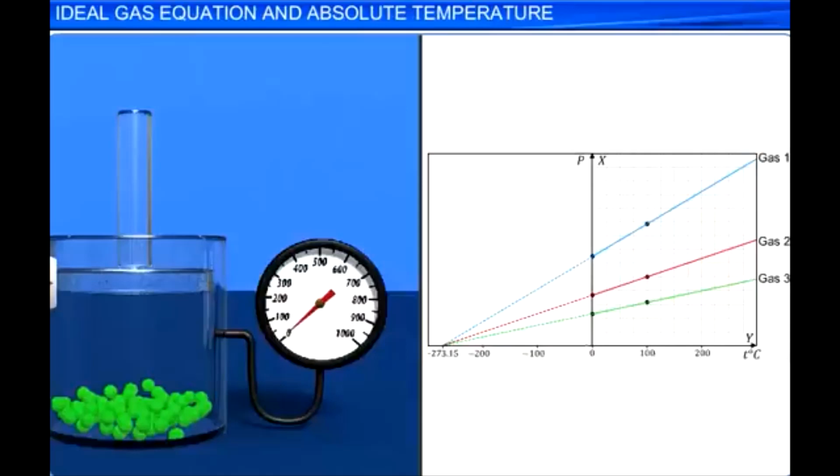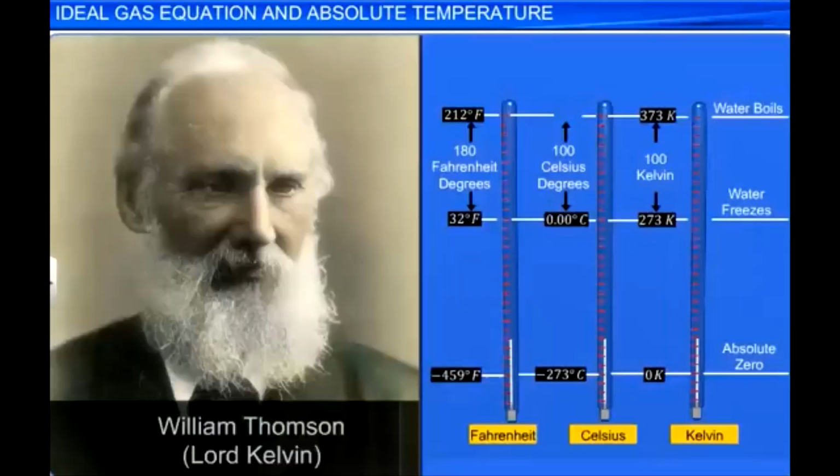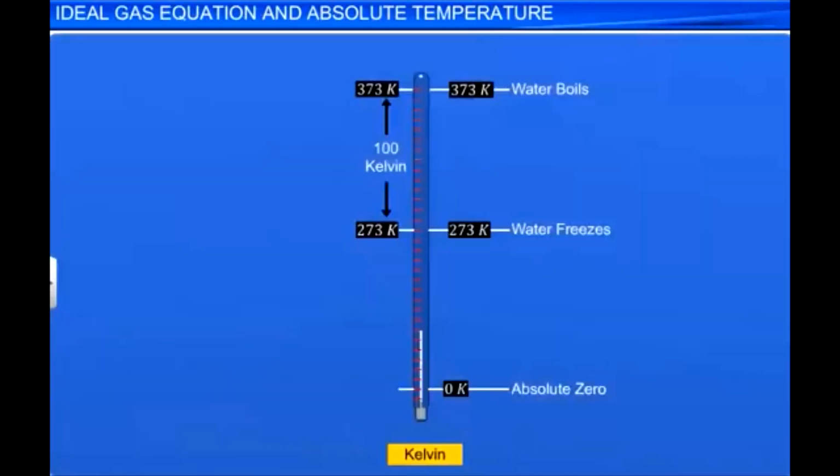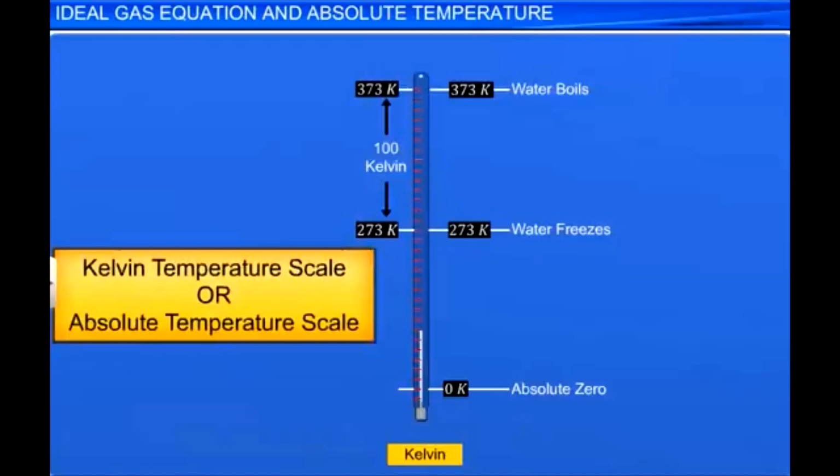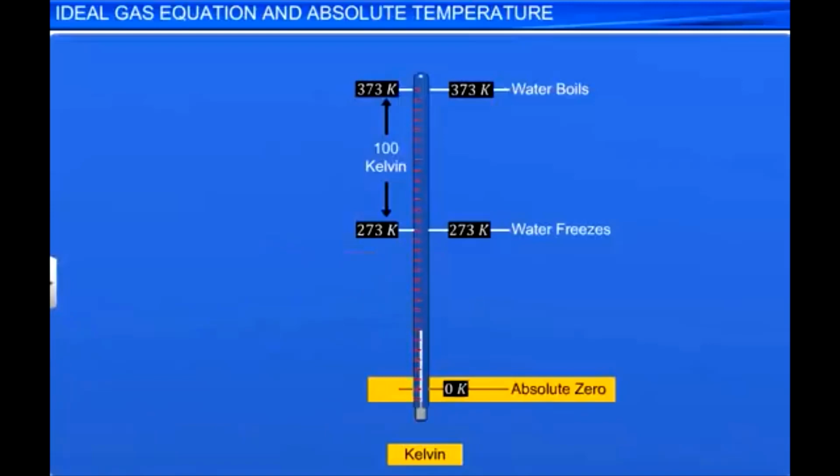and the pressure exerted by them reduces to zero. A new temperature scale was developed by Lord Kelvin by designating this temperature of minus 273.15 degrees centigrade as zero. This new temperature scale is known as the Kelvin or absolute temperature scale. The zero of this scale is called absolute zero. The temperature of a body on the absolute scale is expressed in Kelvin and is called absolute temperature and is represented by the letter T.